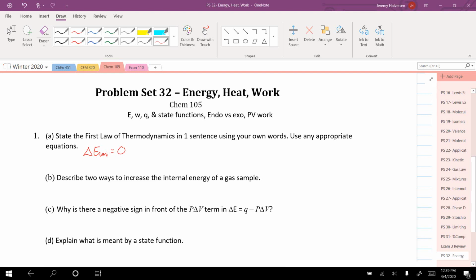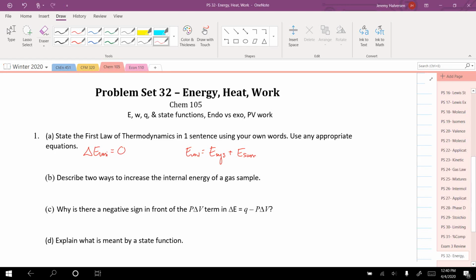Now, what is the universe? We talk about the universe as meaning the energy of the universe is going to equal the sum of the energy of the system, which is just what we talk about and care about, and the energy of the surroundings, which is everything else. And so the universe is just literally everything. So a system can lose energy or gain energy, but that same amount of energy is lost or gained by the surroundings.